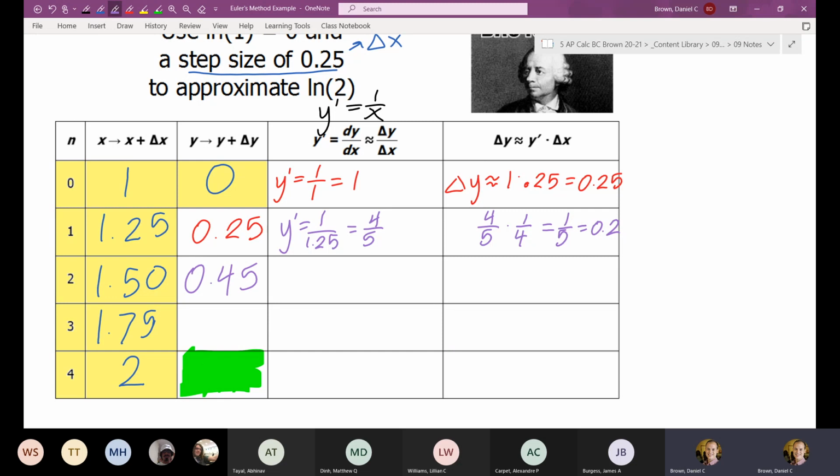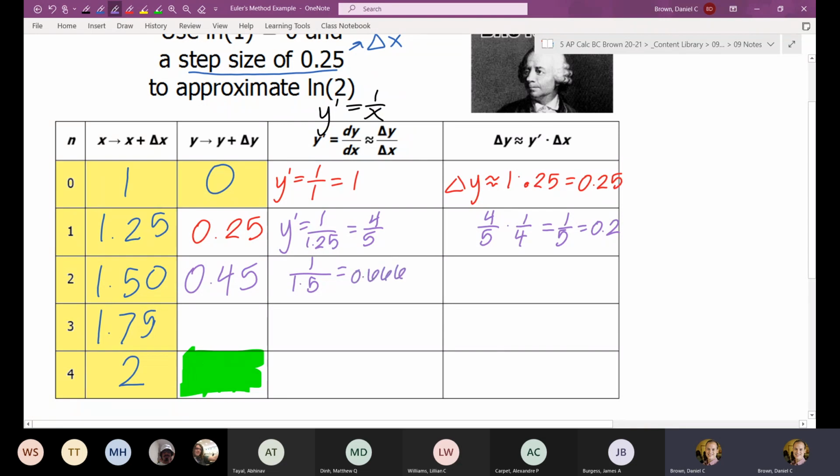I am going to pick up my calculator now just to do the little basic calculations, and then we'll see what our answer is. I am going to go back and show this on the graph just so we can see what we actually did. So again, y prime, 1 over the x value, 1 divided by the x value.